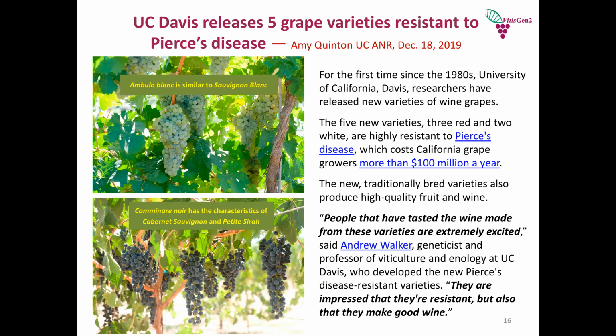And these varieties are now available and starting to be adopted. And as Andy Walker says, the wine made from these varieties is very good, and the resistance is very good. So now we can potentially go backwards and check and see how well we did at predicting the payoffs of this research 10 years later.